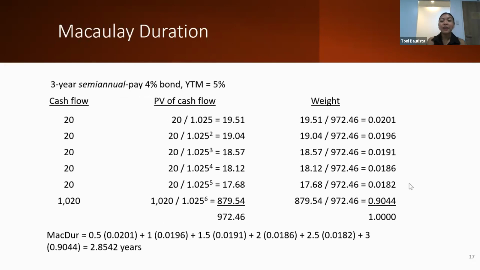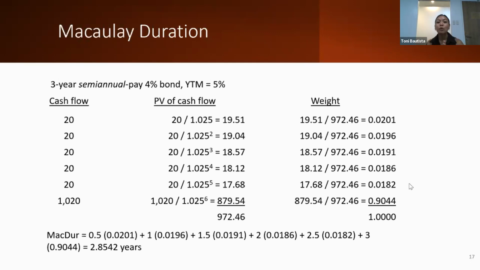Now, another example. Let's assume that your periodicity is actually 2. Periodicity is defined as the number of coupon payments in a year. So in this illustration, I'm looking at a 3-year semi-annual pay 4% bond, and the YTM is still at 5%. Since it's a semi-annual pay bond and the coupon is 4%, you know that there are 6 coupon payments of 20, assuming that we are also looking at a 1,000 par value.